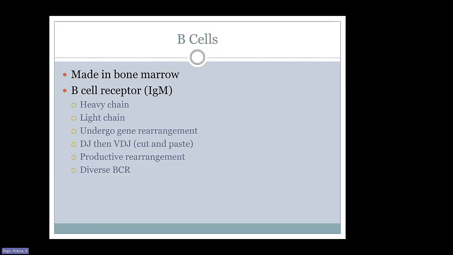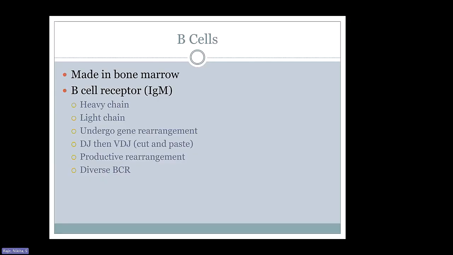B cells are made in bone marrow, and they have this B cell receptor on their surface. It is nothing but a molecule of IgM, but this IgM has specificity for a certain antigen. This B cell receptor, or BCR, is made up of IgM, so it looks like IgM. It has a heavy chain and a light chain, and it undergoes gene rearrangement. The D segment joins the J segment, and once that's done, then the V region rearranges as well, so DJ comes before VDJ.